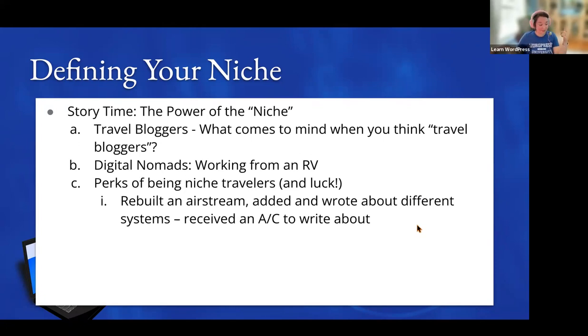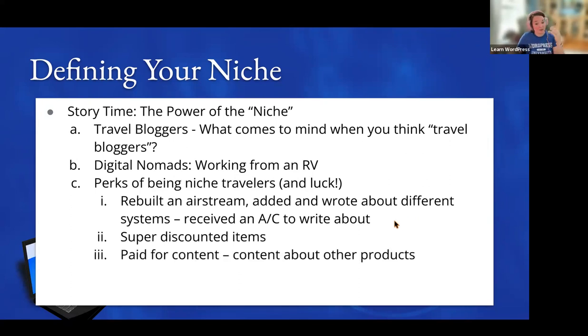They had great ideas. They were sharing about their experiences. They started receiving things that were just given to them for free. For example, they were sent an air conditioner for their RV that they were then able to write an honest review about. They started receiving discounted items, water heaters. I think they got tires maybe. But because of the consistency, because they had built this audience, they started getting items sent to them.